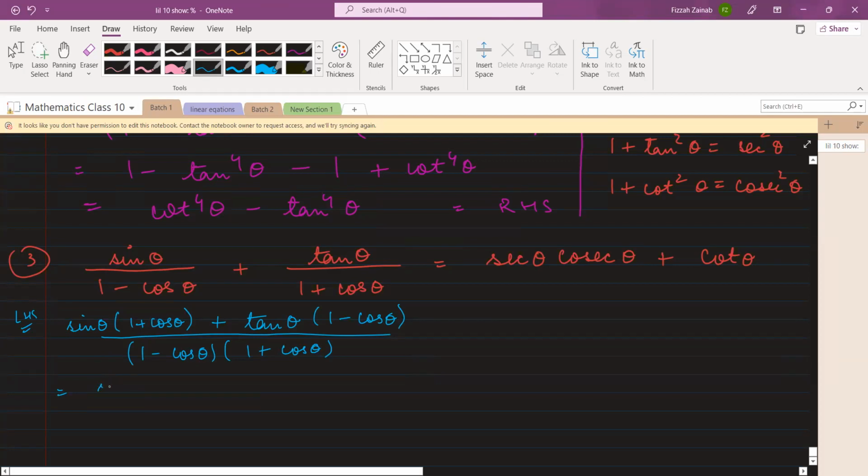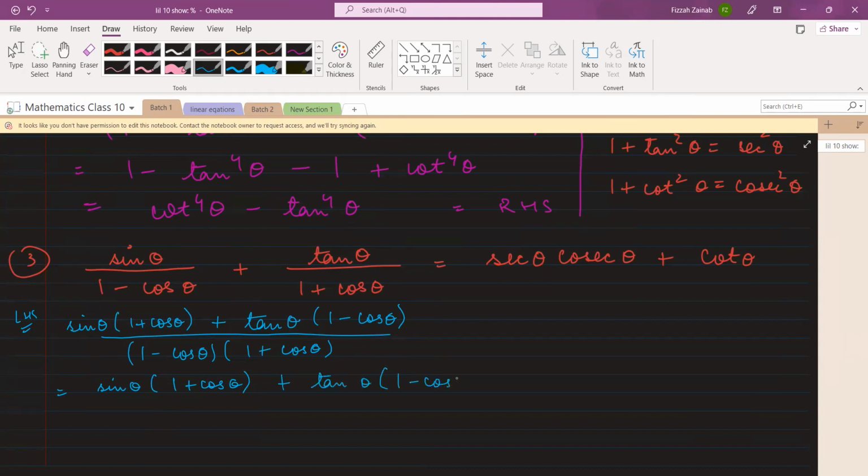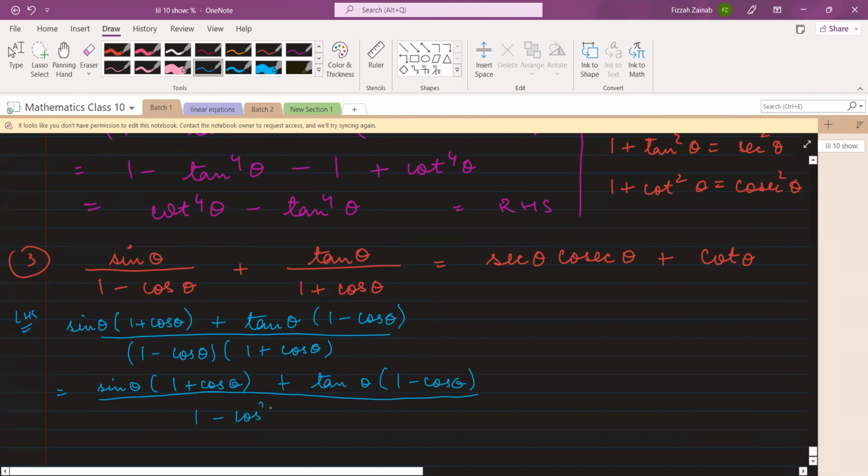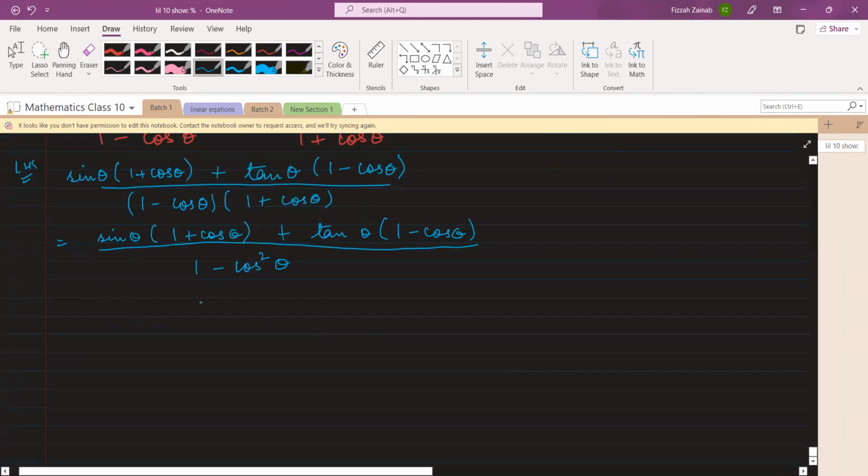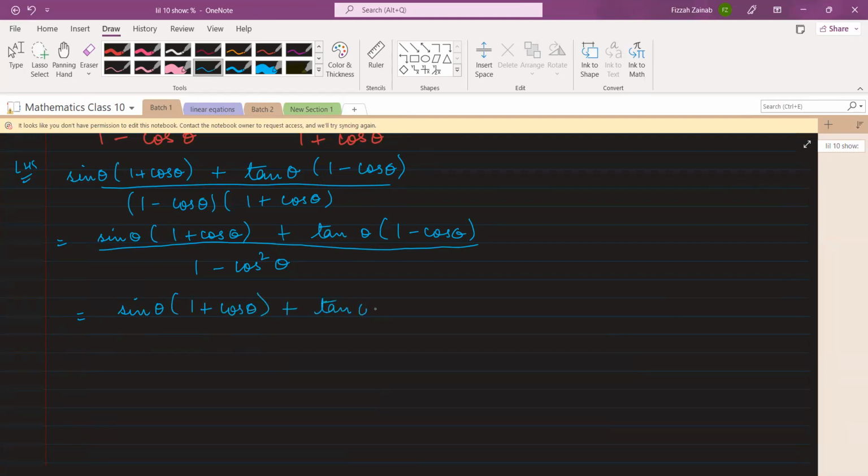Okay, let's keep it same. So sine theta into 1 plus cos theta, and then tan theta into 1 minus cos theta. Now the denominator is again a minus b into a plus b, so it is a square minus b square. That means 1 minus cos square theta, right? Now 1 minus cos square theta is sine square theta. So in the next step, you have sine theta into 1 plus cos theta and then plus tan theta into 1 minus cos theta, and this 1 minus cos square theta is sine square theta.